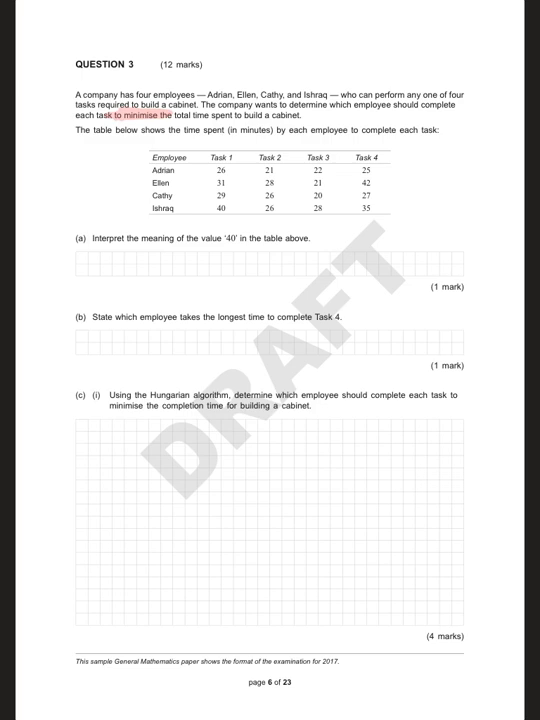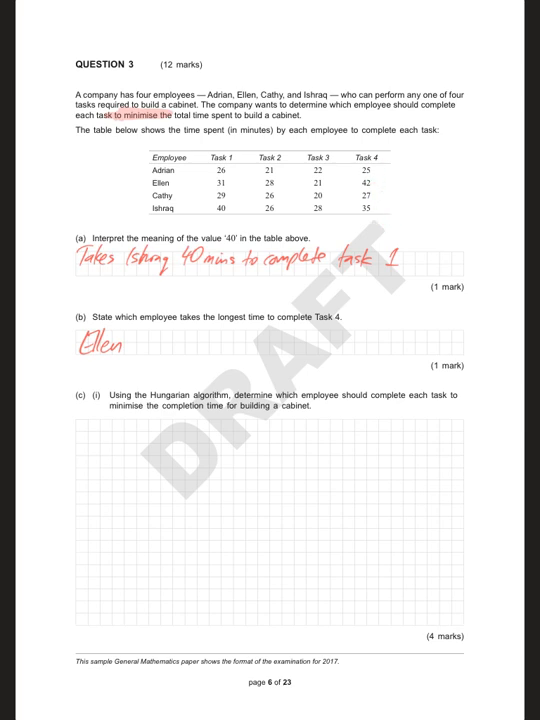40 lines up with Ishraq and task 1, so Ishraq takes 40 mins to complete task 1. I was going to say that's a bit of a dog move because it's the slowest, but no, someone's slower as well. Ellen's slower at task 4. So now state which employee takes the longest to complete task 4. Oh, okay. The exam itself is throwing shade at Ellen. So Ellen is the longest to complete task 4. How do I work that out? Well, task 4 is the column. She's the biggest number in the column.